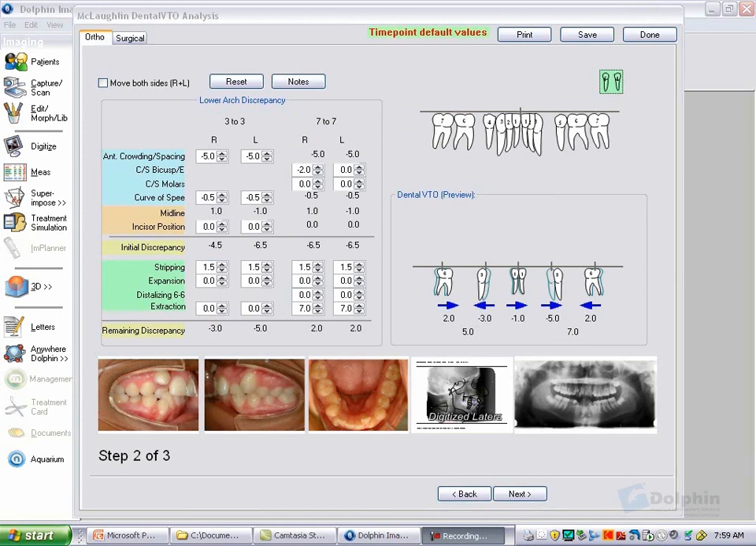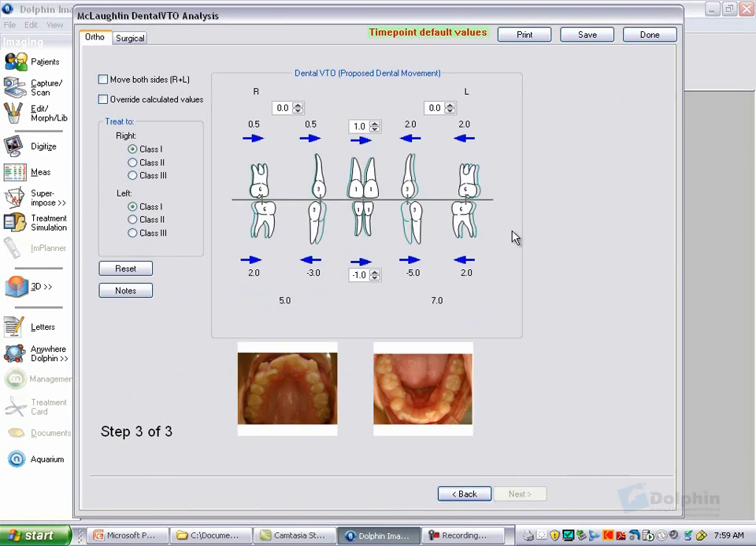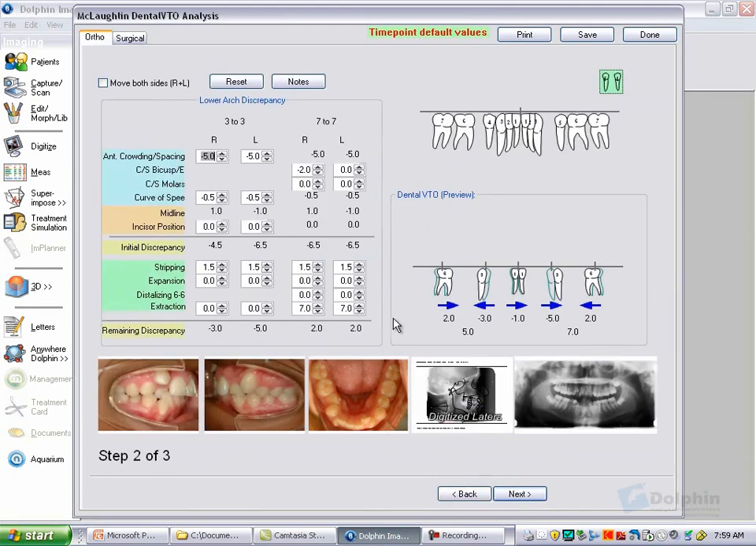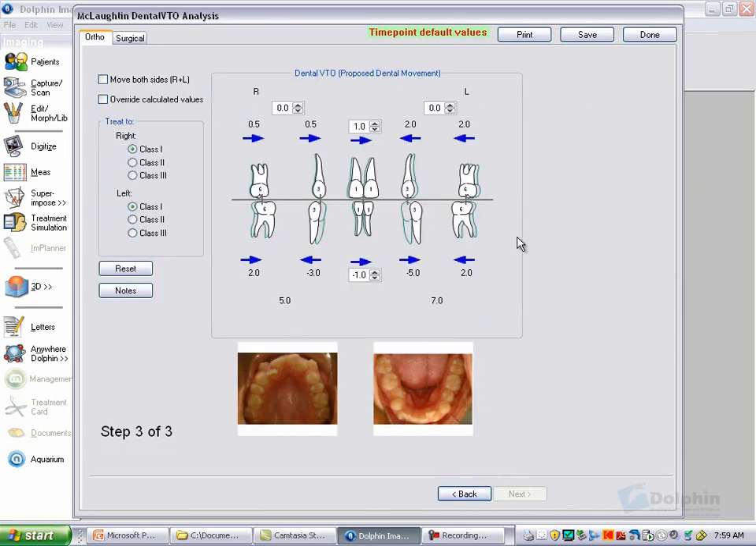So now we can move to the third step or the third chart. We can hit the next button on the lower right hand side. And what we see here is a recording of the same information that we had on the previous page, lower arch evaluation. Here it is in the lower right hand side of the second step or the second chart. That information is recorded. And now to move to the upper arch, we look at the molar relationship.